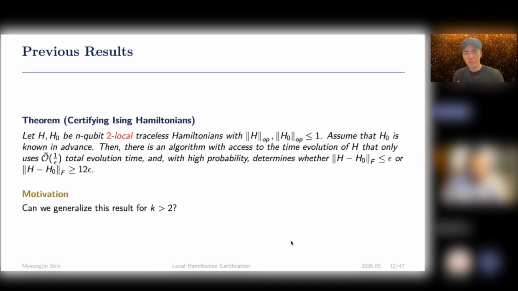And for more previous results, it was known that two-local Hamiltonians can be certified within the Heisenberg limit total evolution time, but there were no algorithms for certifying Hamiltonians in the Heisenberg limit for general k-local Hamiltonians. So this was the first result generalizing that two-local Hamiltonian result. This was the motivation, trying to generalize the above result for k bigger than 2.